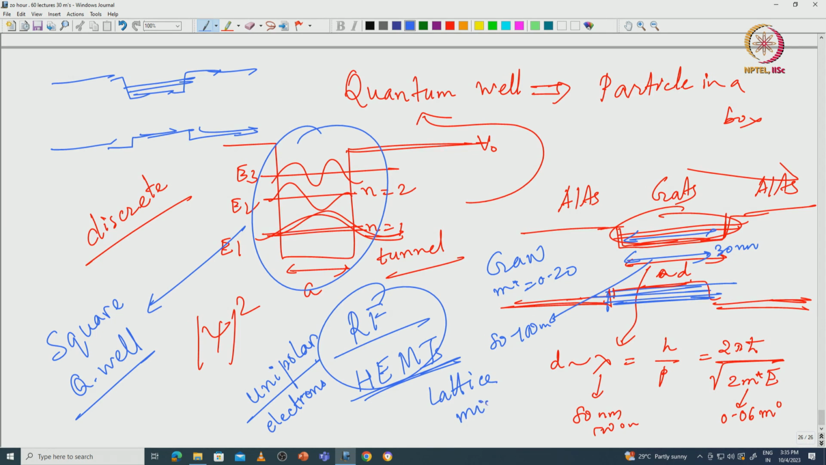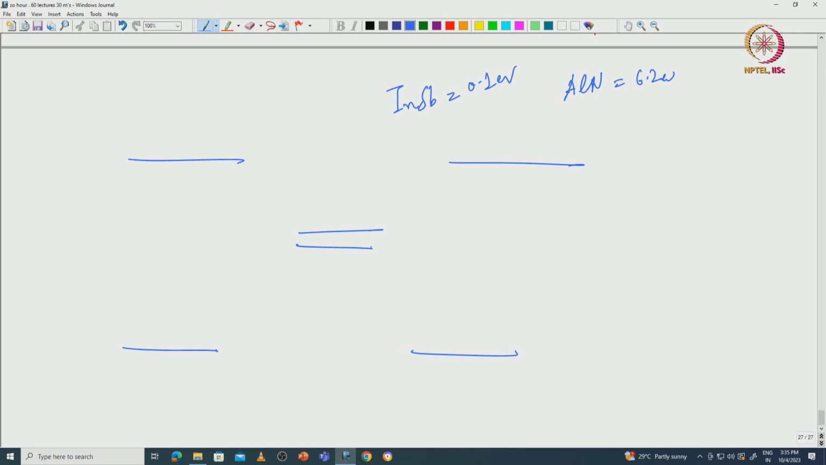You cannot arbitrarily grow two very different, widely different materials to form a quantum well. Theoretically you can, but practically you cannot. People can say that indium antimonide has a very small band gap, and aluminum nitride has a very large one. Indium antimonide band gap could be maybe 0.1 electron volt, aluminum nitride band gap is 6.2 electron volt. So, if 6.2 electron volt is like that, then 0.1 electron volt will be like that. So, it will practically look like this.